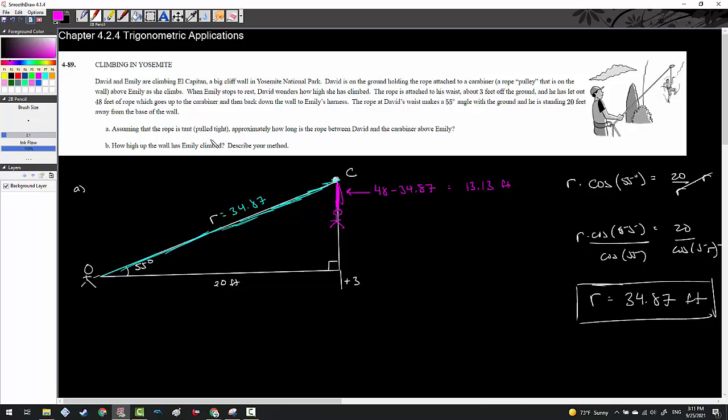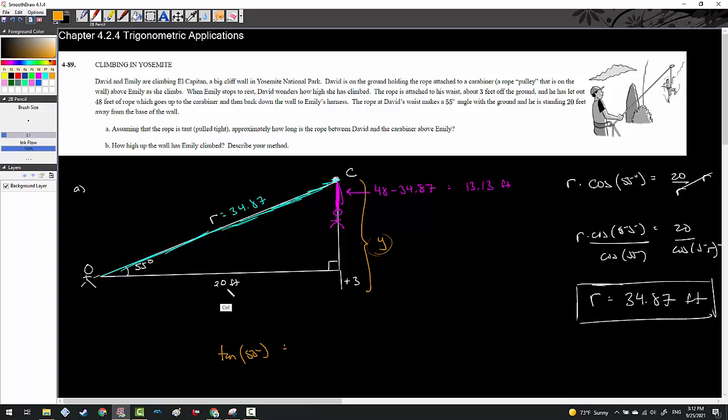Now I'm going to find out the total distance of this orange space right here. How do I do that? Well, I'm going to call it Y. And I have to remember that whatever I find for Y, I'm going to have to add 3 to it because the rope is attached at David's waist, which is 3 feet off the ground. So in order to find this Y, I'm going to say tangent of 55, and I chose tangent because that is the ratio of opposite to adjacent.